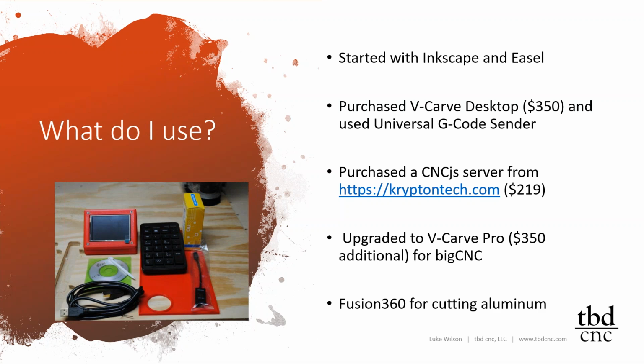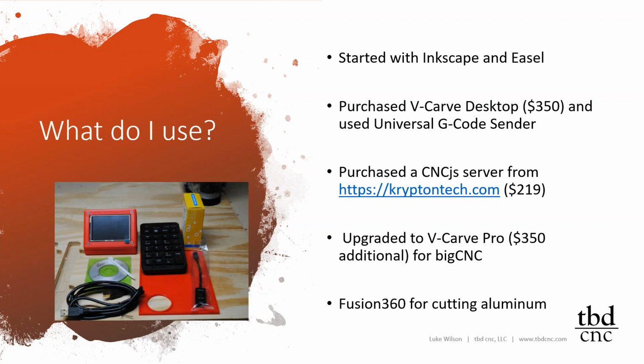Everything still comes out of V-Carve Desktop. Now, V-Carve Desktop does have a size limitation. So when I built my big CNC machine, I had to upgrade to V-Carve Pro. I think it's $349 actually, but it's a nice thing about Vectric. When you go to upgrade, you only pay the difference. So if you buy a Vectric software, you're pretty much good to go in the future. If you decide you need something a little bit more complex, you can just pay the difference and upgrade.